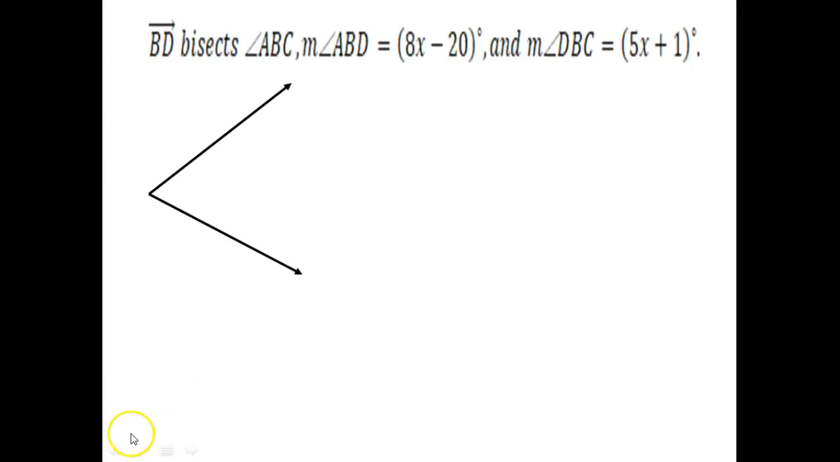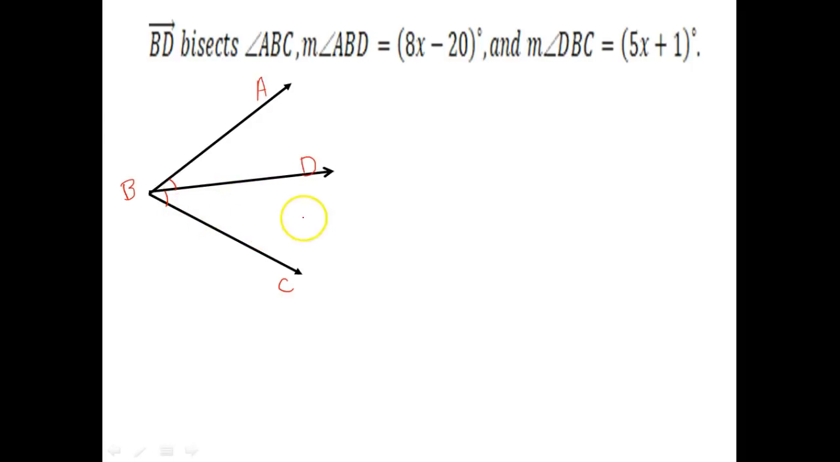Alright, in this problem I'm going right into an example for you guys. Here we have ray BD bisects angle ABC. I'll go ahead and label it. I did not label it at first. There's angle ABC, and it says that ray BD bisects angle ABC. So this ray BD bisects this angle, and the result is that we now have two congruent angles. So that is the result of an angle bisector. You now have two congruent angles.